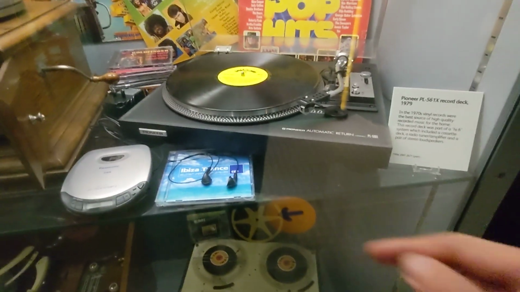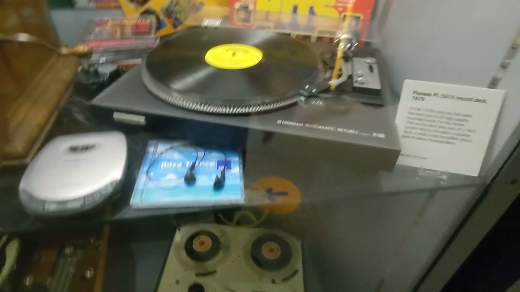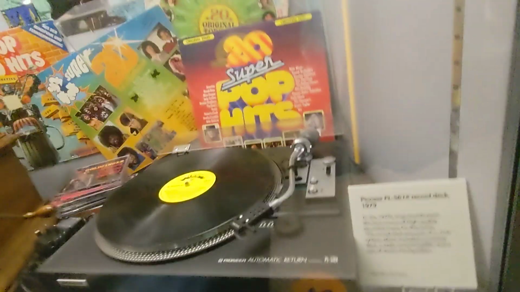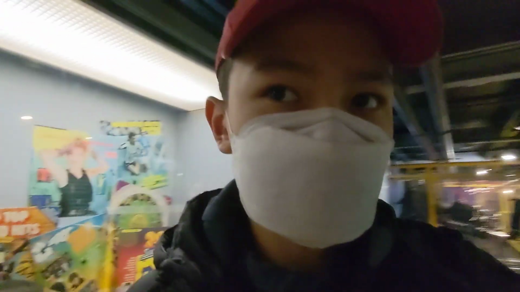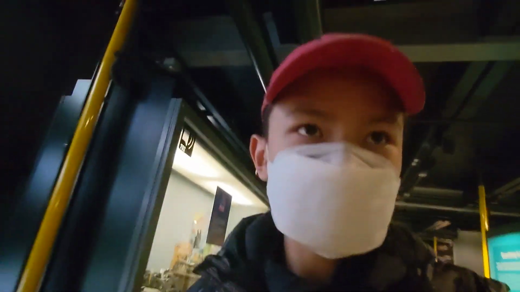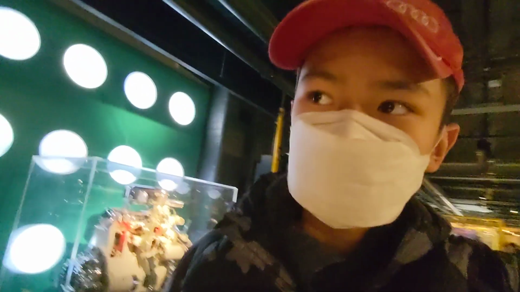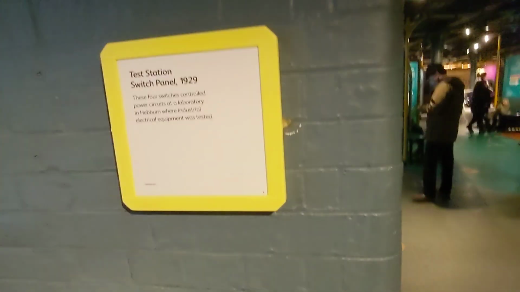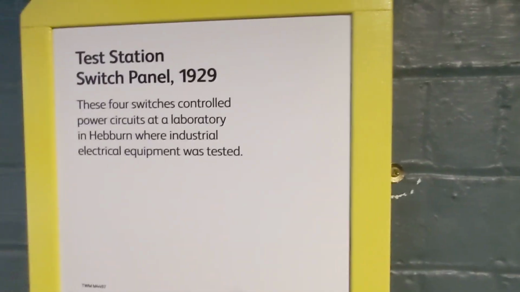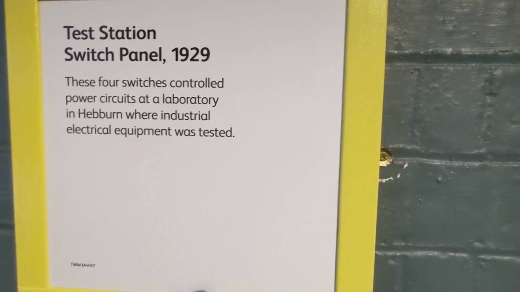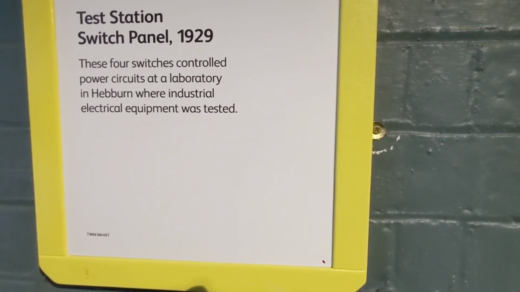So I think some DJs, some people play rap music at their party. They put that thingy onto that disc to play rap music. So these are the controls. Test station switch panel, 1929. These four switches control power sources in a laboratory in Hebron, where industrial electrical equipment was tested. You know, these are switch panels.